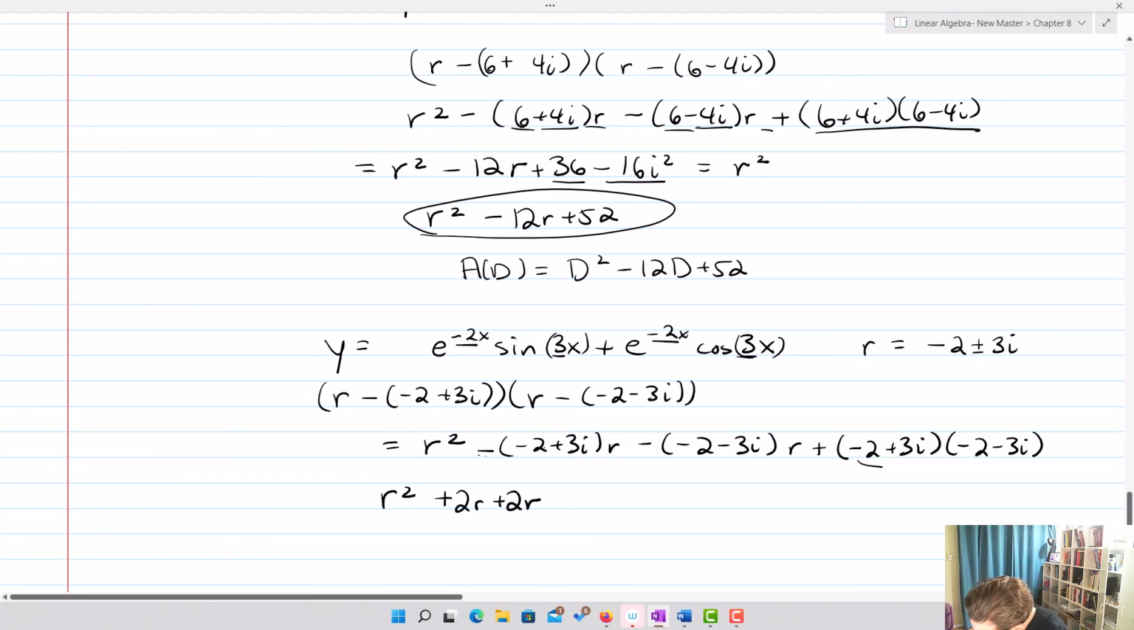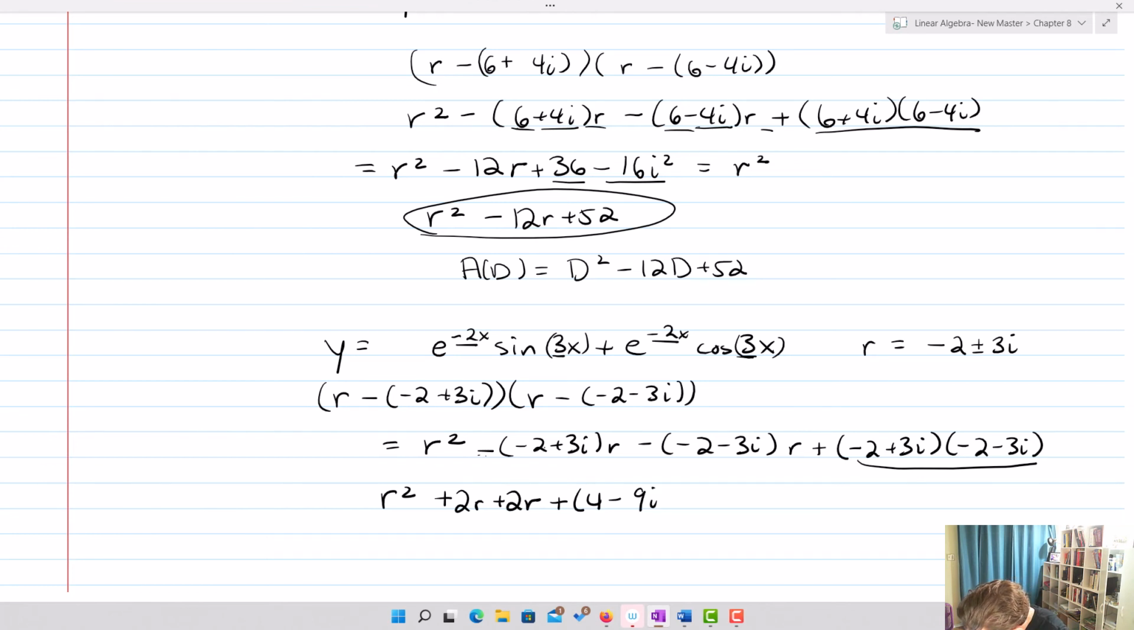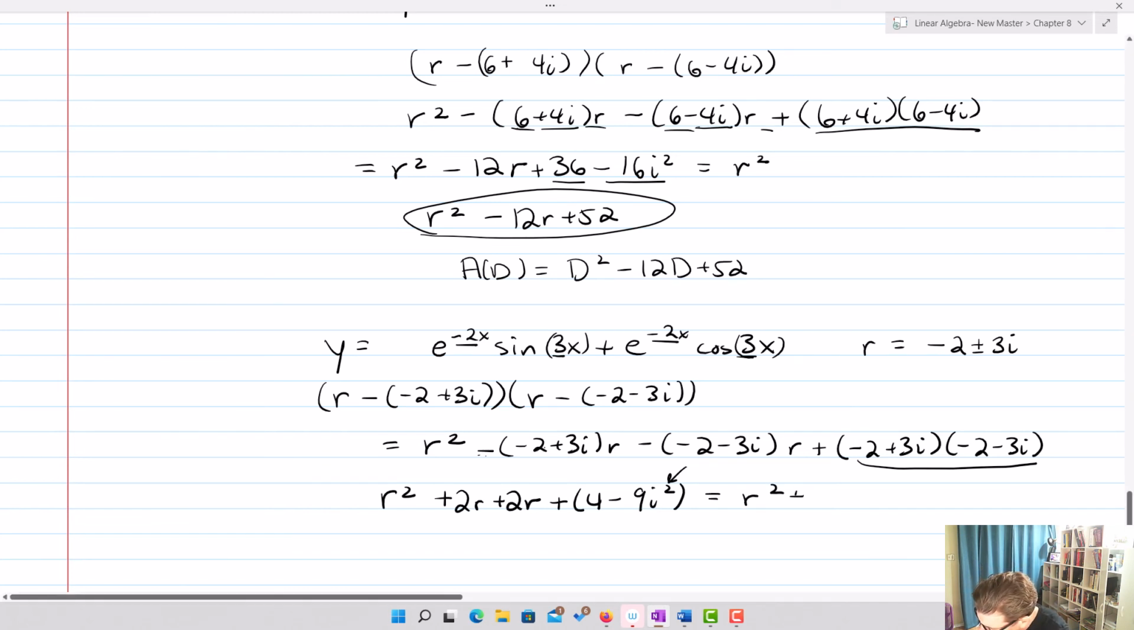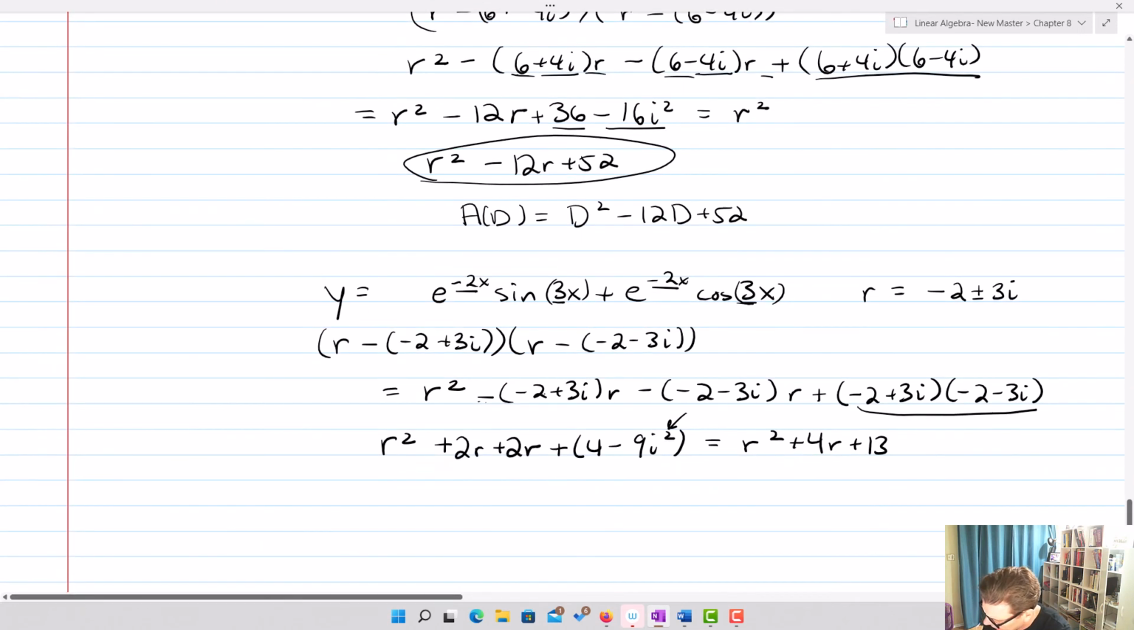And then this is a difference of squares now. So this is going to be plus 4 minus 9i squared. I squared is negative 1, by the way. So that gives me 13. So this is going to end up being r squared plus 4r plus 13. So my annihilator, A of d, is going to end up equaling d squared plus 4d plus 13.